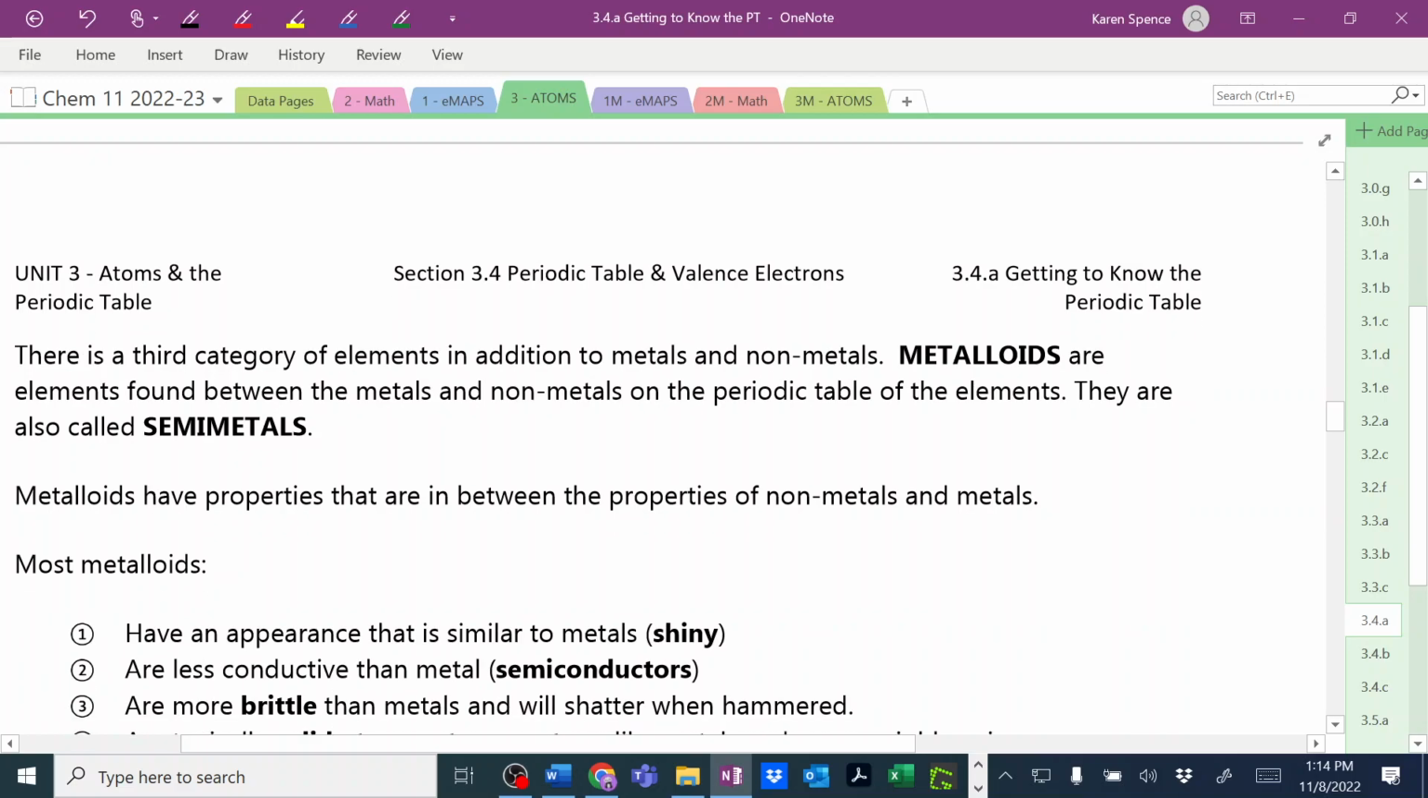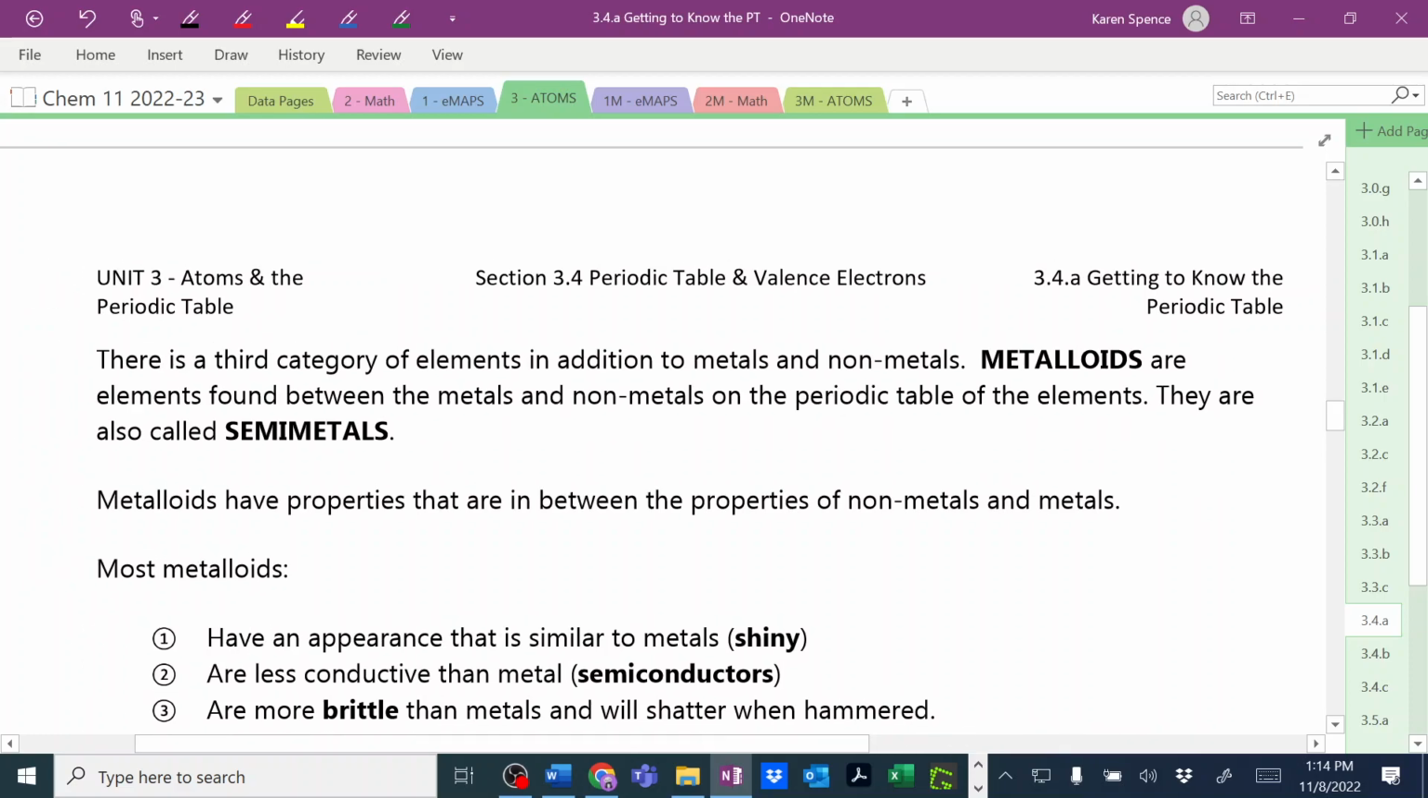There is a third category of elements. They are the metalloids. Have you heard of the metalloids before? Where do the metalloids fall on the periodic table? Right next to the nonmetals and next to the metals. They are on the staircase. And in fact, if you look at that periodic table over there, what color are they? They are purple. Okay?